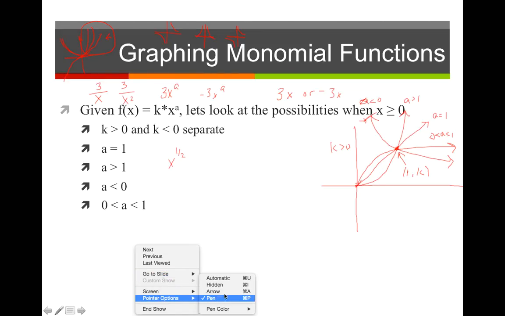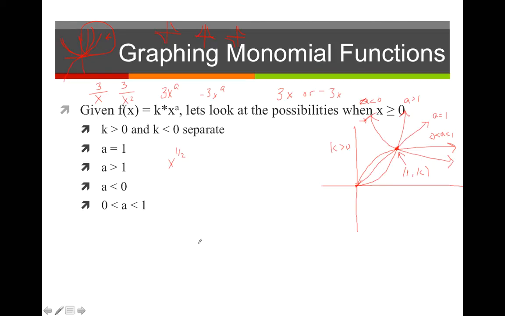Color. Let's go with blue. Now let's think about what happens when k is less than 0. So k is less than 0 means it's all going to be reflected across the x-axis, because that's what it tells me to do. So that means this linear function actually looks like this, because it would be like a negative 3x. The a is greater than 1 is going to do this. Oops, that's bad, but we'll go with it.